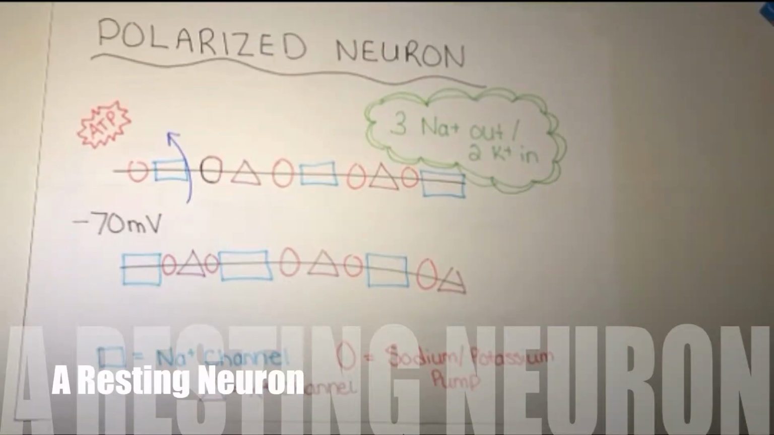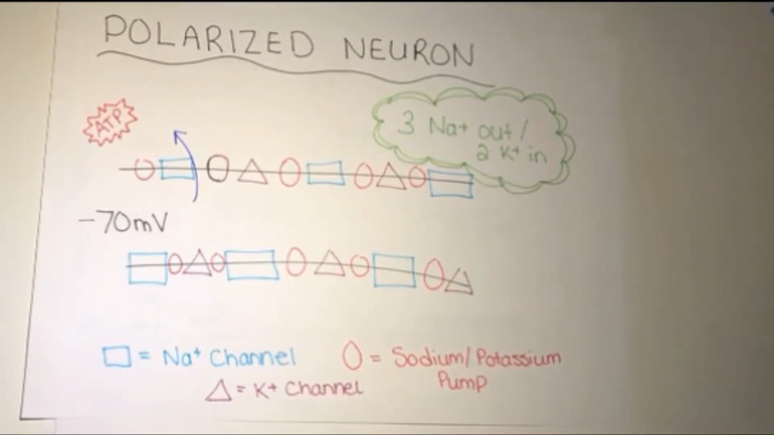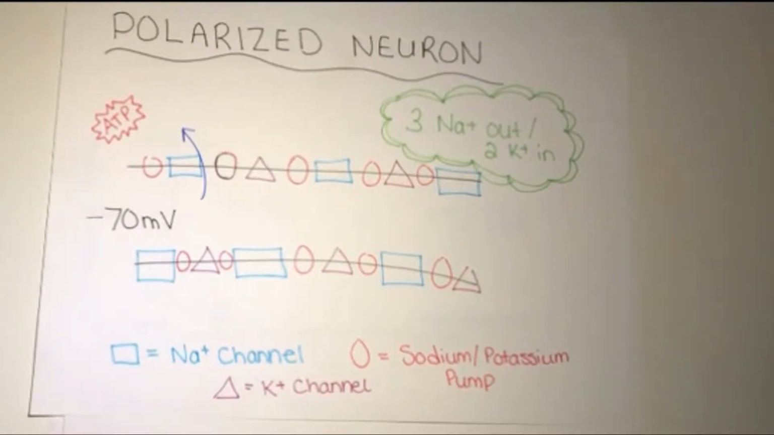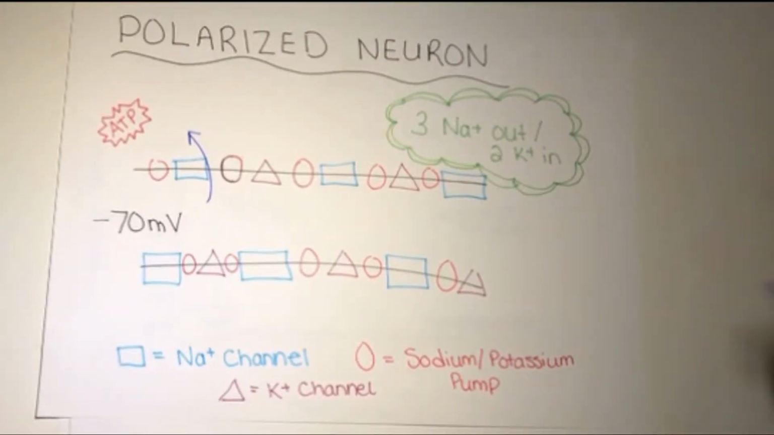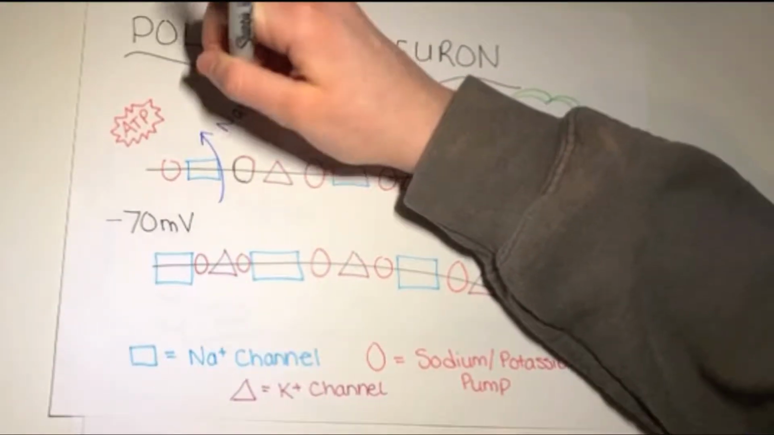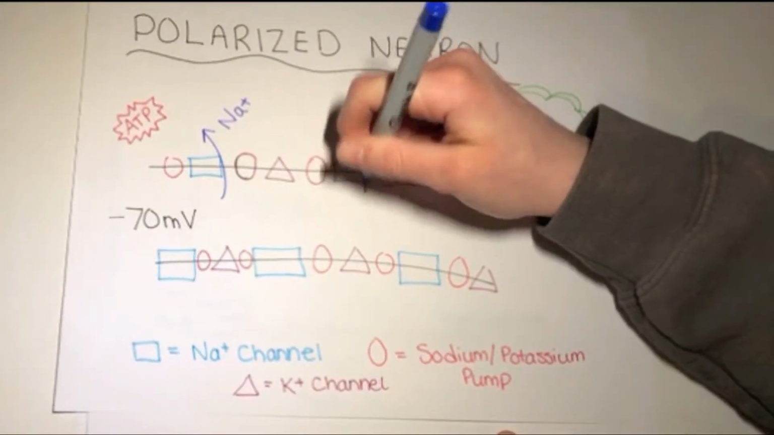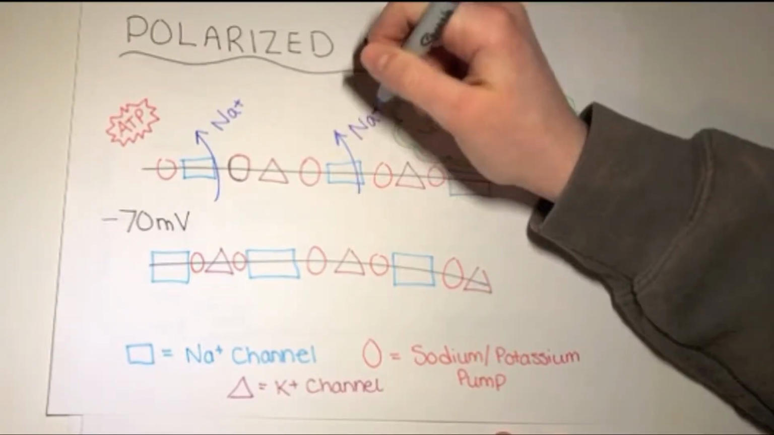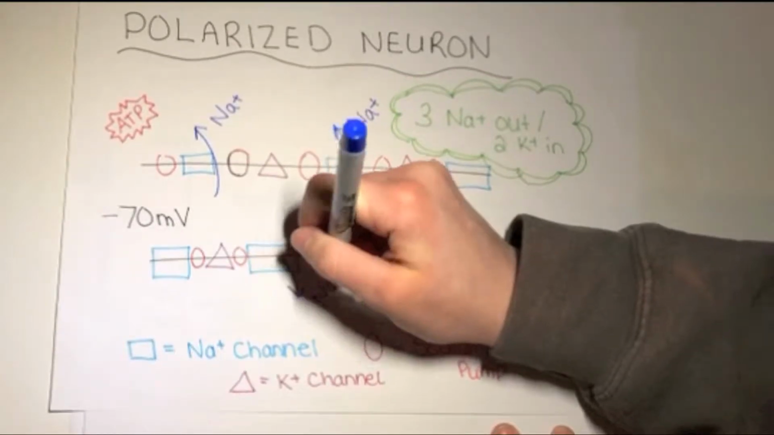It starts off with a polarized neuron, and within the neuron there are sodium channels, potassium channels, and sodium-potassium pumps, which require ATP to transport 3 sodium out and 2 potassium in at a time to maintain a certain concentration gradient. And this makes sure that the inside of the neuron is always negative compared to the extracellular space. So this is when the neuron is polarized, and that's when there is no stimulus working on it to cause an action potential.